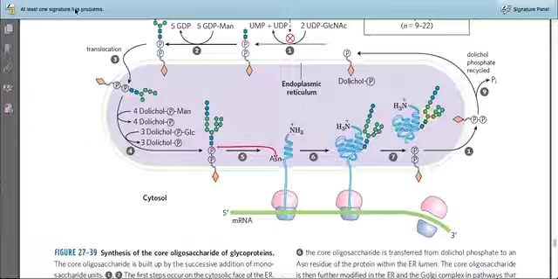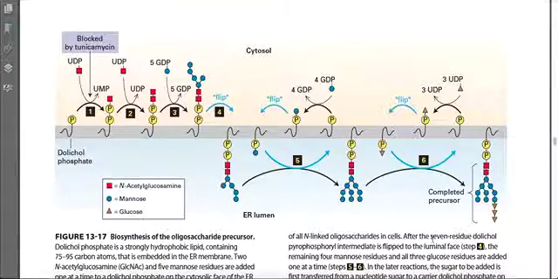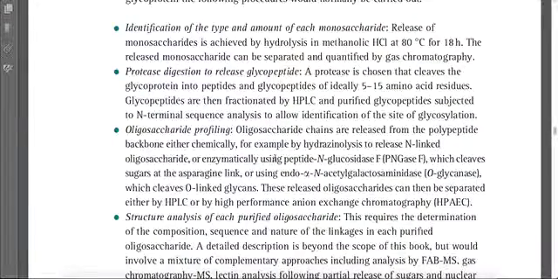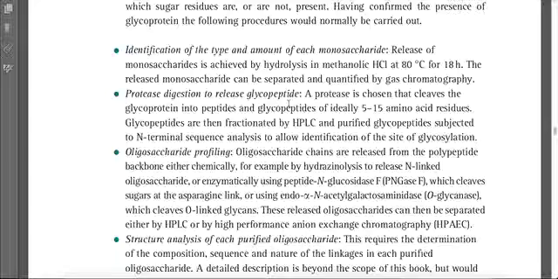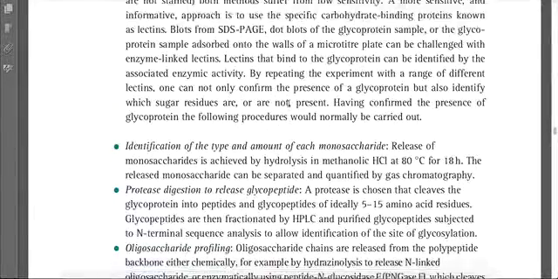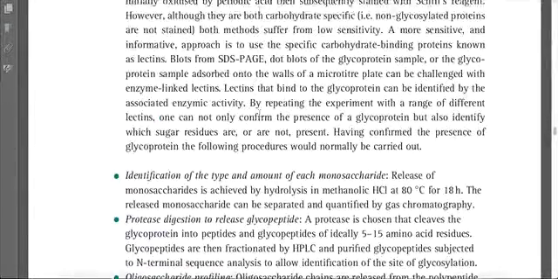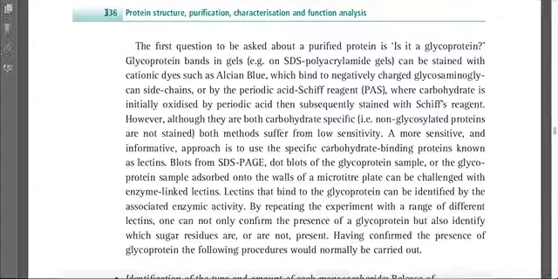One very good question in recent times has been raised, especially in the JNU examination and so on, that is how the glycosylation of a protein can be identified. If you see the book Wilson and Walker, page number 336, protein structure, purification, characterization and functional analysis, you will find the answer to this question.